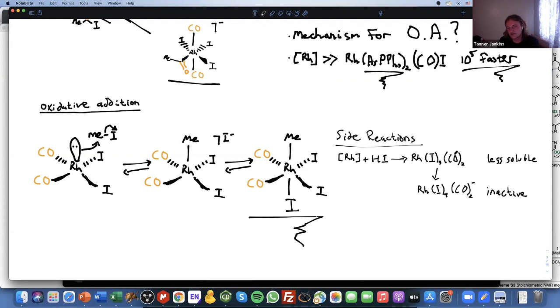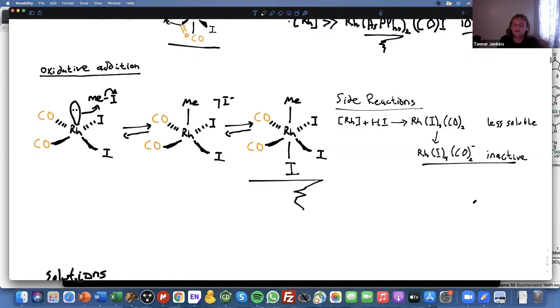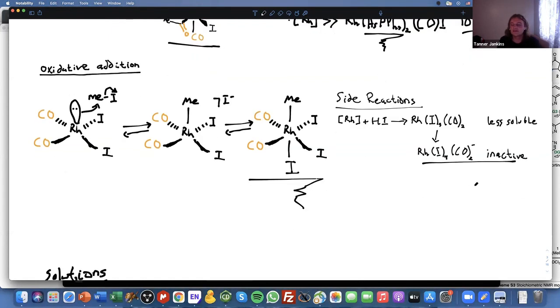And formation of this triiodo complex can then lead to formation of a completely catalytically inactive tetraiodo anionic rhodium-3 species. And as you will probably know, because these are rhodium-3, they can't undergo the oxidative addition step to methyl iodide. And so they're completely catalytically inactive and thus need to be moved back onto cycle.